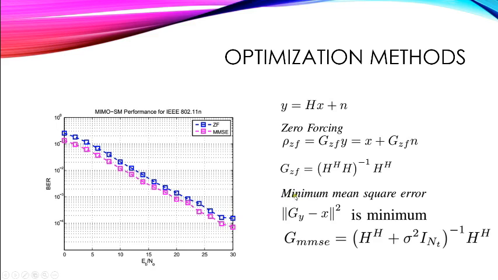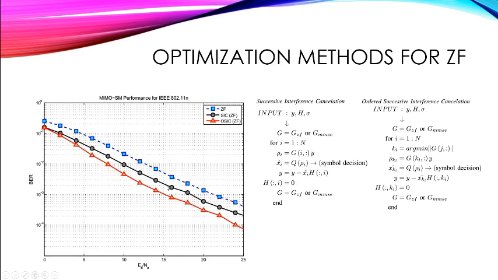There are other methods, such as the minimum mean square error, that try to minimize the effects of noise. They are a little more complicated, but it pays off because it improves the BER. And there are also other optimization methods like successive interference cancellation and ordered successive interference cancellation. These are not linear anymore, or rather they are linear, but they use iterations. So the decoding of the channel becomes more complex.